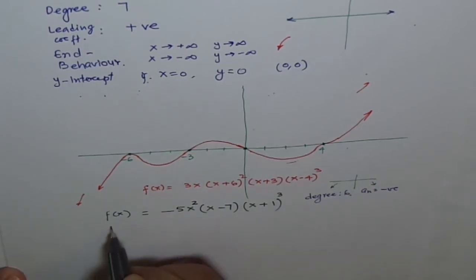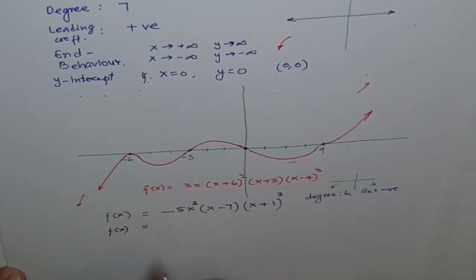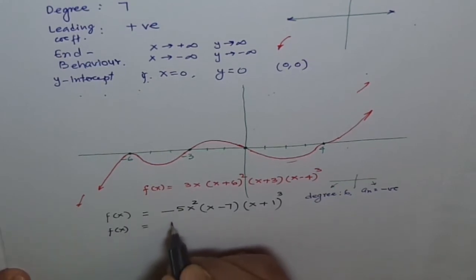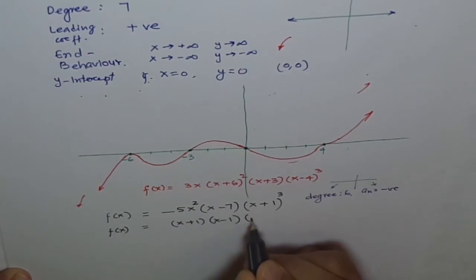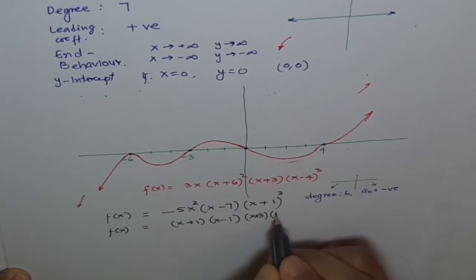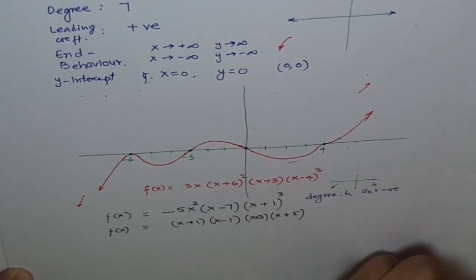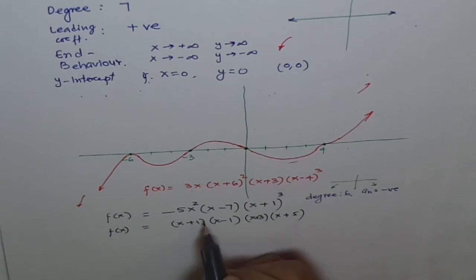Now let's take another function. I am purposely giving you functions in factored form so that it is easy for you to find what the zeros are, what is their order, and then counting the degree, checking the leading coefficient, and then figuring out the end behavior. Okay? So let's say we have the equation (x plus 1) times (x minus 1) times (x plus 3) times (x plus 5). Now here, let me add some exponents to this.